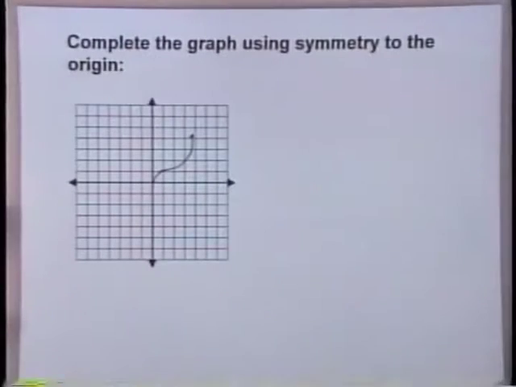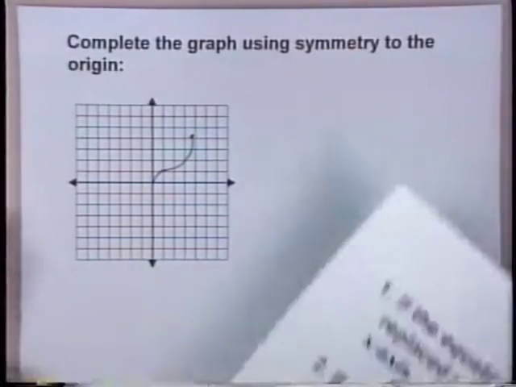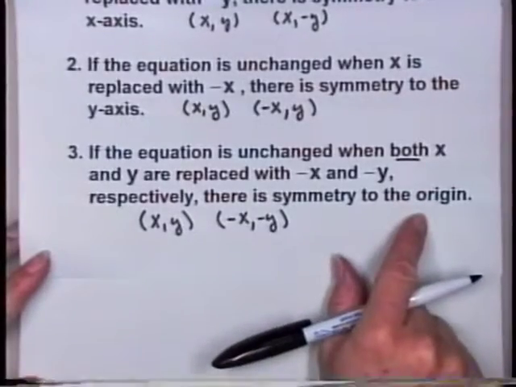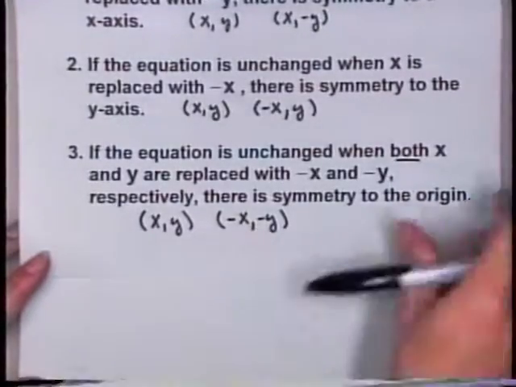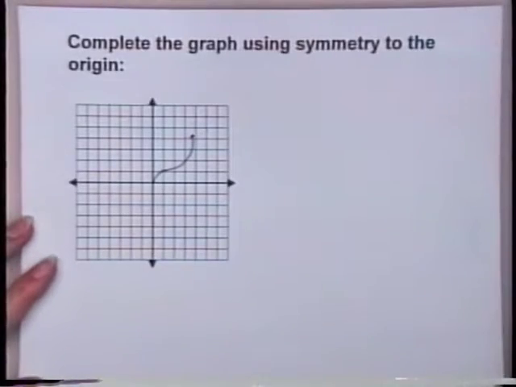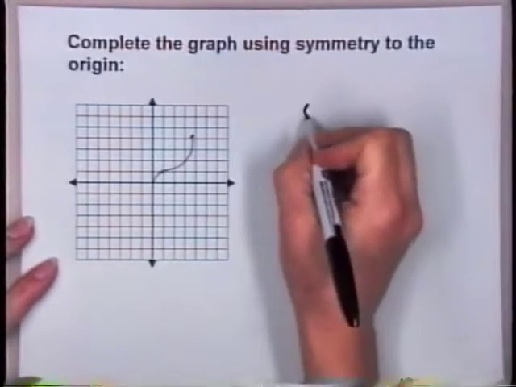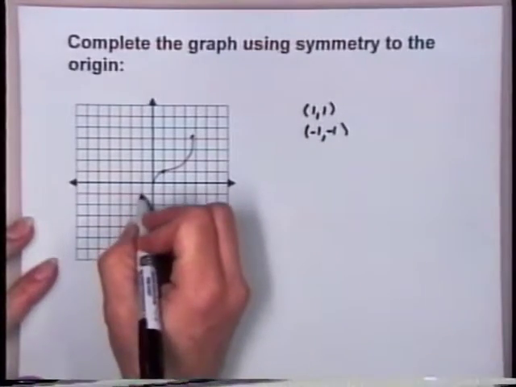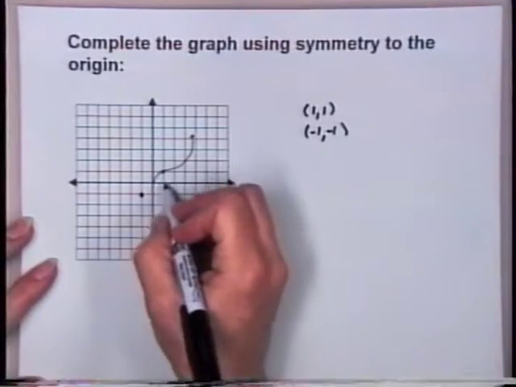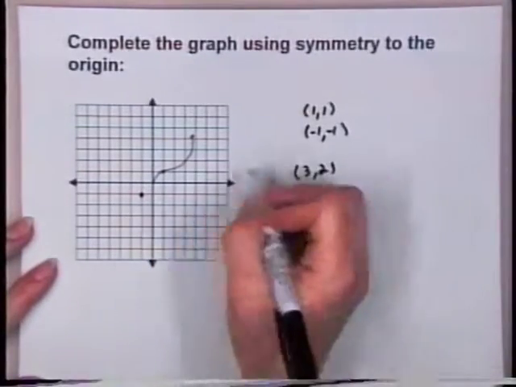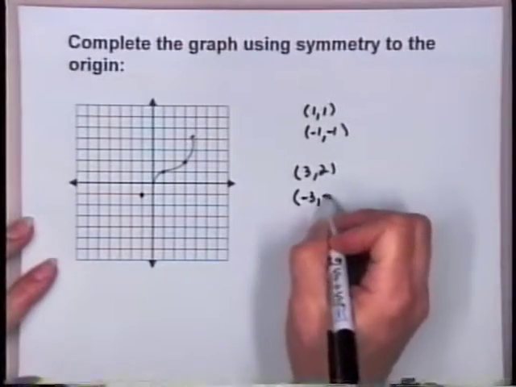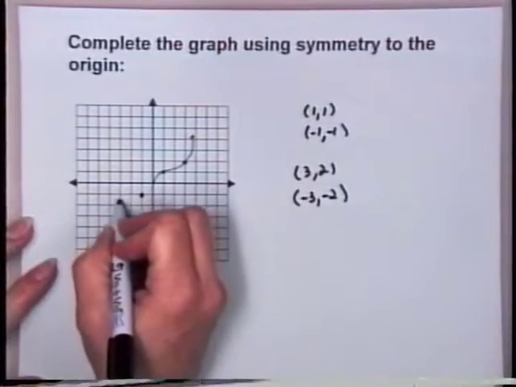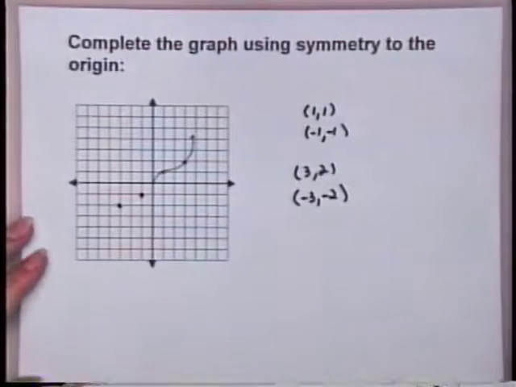Okay? All right, finally we have a graph, and it says to complete this graph using symmetry to the origin. Well, our rule for origin symmetry, we change both x and y to opposites. Okay? So let's see about doing that. It looks like the point 1, 1. If I change both, I have negative 1, negative 1, don't I? Negative 1, negative 1. Okay? Let's see, 1, 2, 3, 2. Looks like the point 3, 2 right here. So if I change them both, negative 3, negative 2. Negative 3, negative 2. Okay?